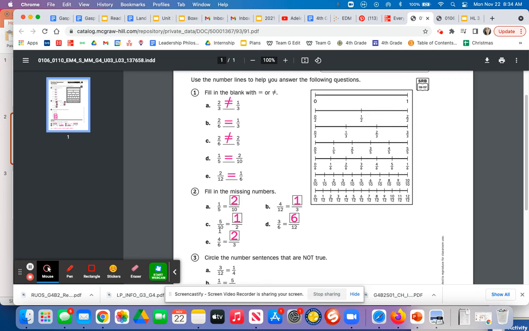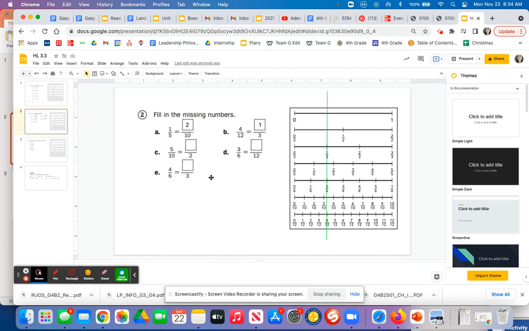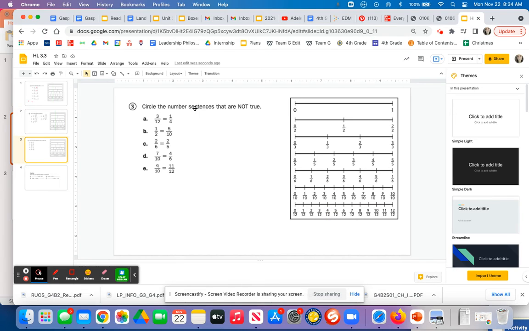All right, welcome back. So we have 5/10 is equivalent to 1/2. 3/6 is equivalent to 6/12. 4/6 is equivalent to 2/3. And then moving right along, we need to circle the number sentences that are not true. So you're going to do a similar thing with the line. You're going to match up. You're going to find the 3/12. You're going to match that line up. 3/12, and you're going to see, does 1/4 fall on this line?